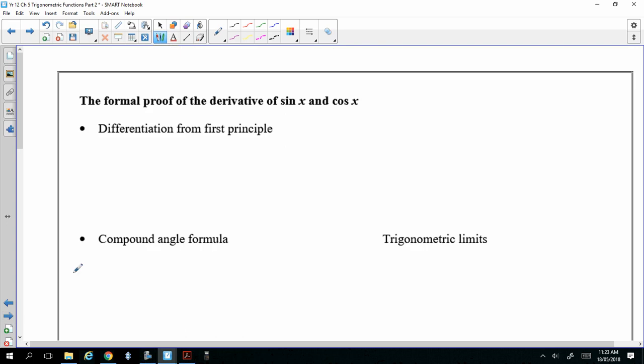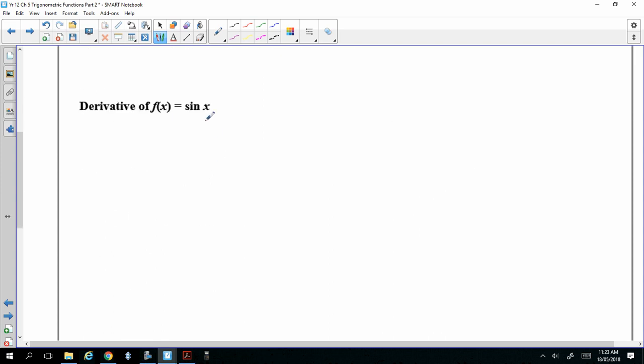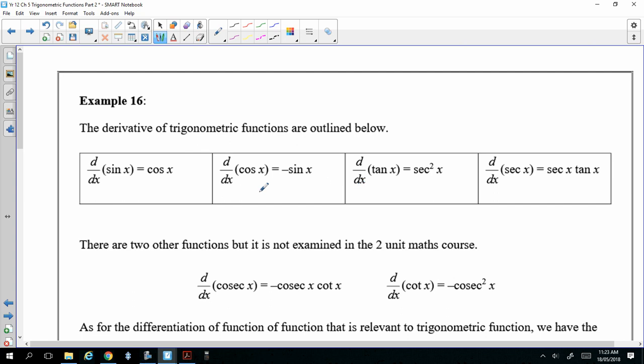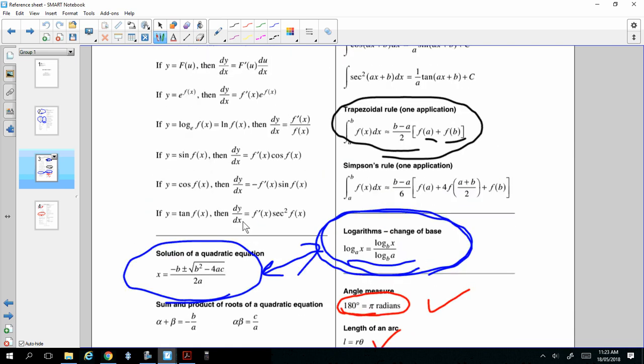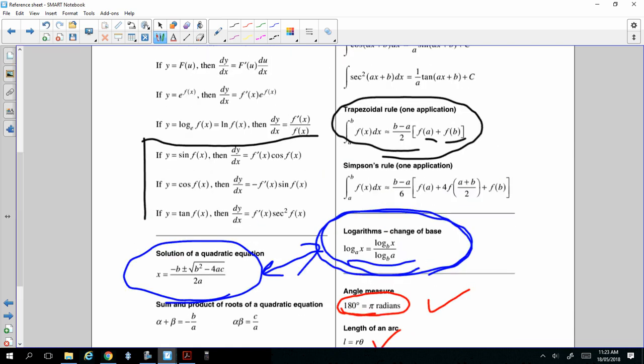And then we got a formal proof of the derivative of sine x and cos x using differentiation by first principle. We got the derivative of sine x and the derivative of cos x. And then next we got all these formulas. These formulas can be found from the reference sheet, which is over here. This part here is given to you.